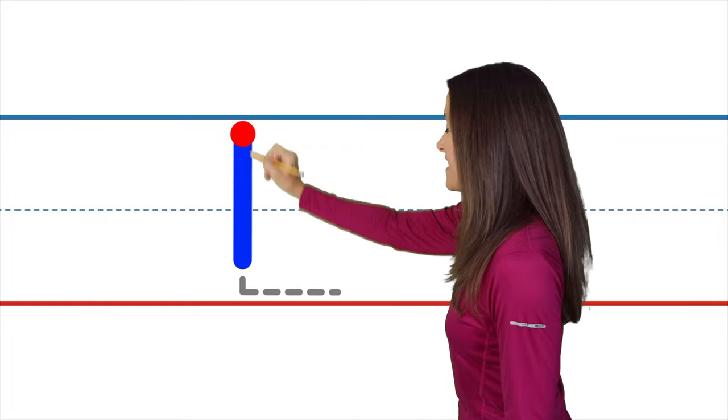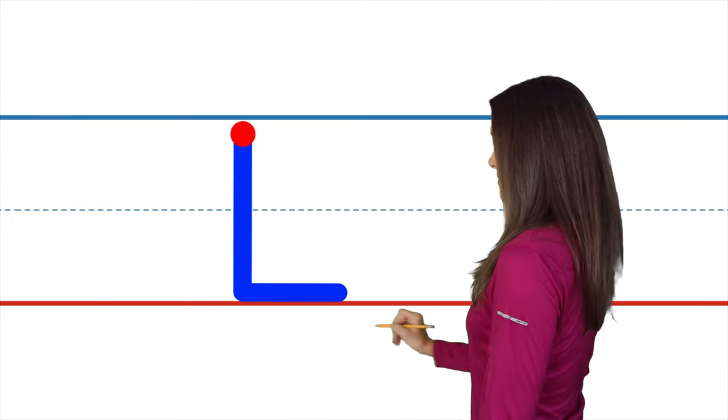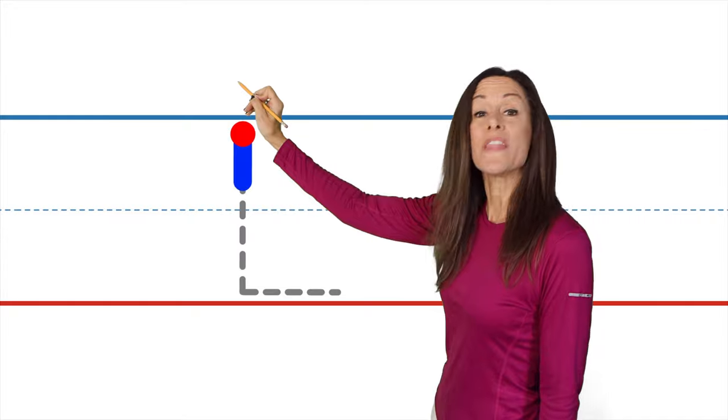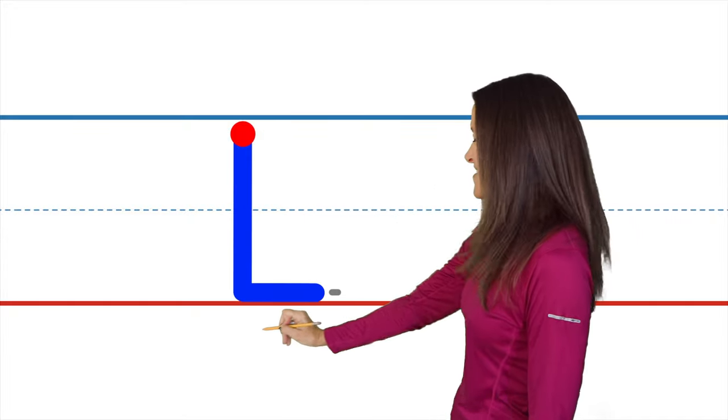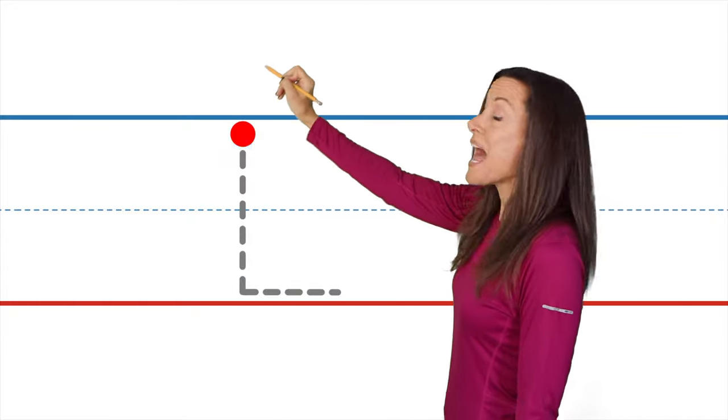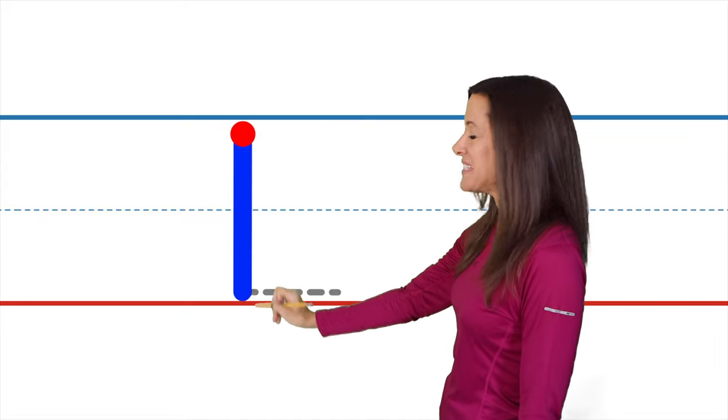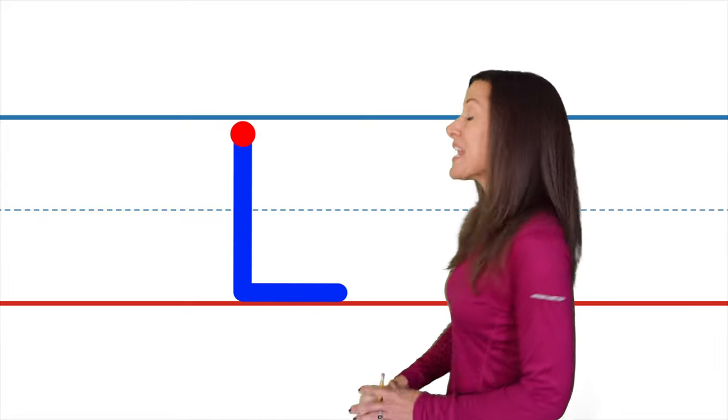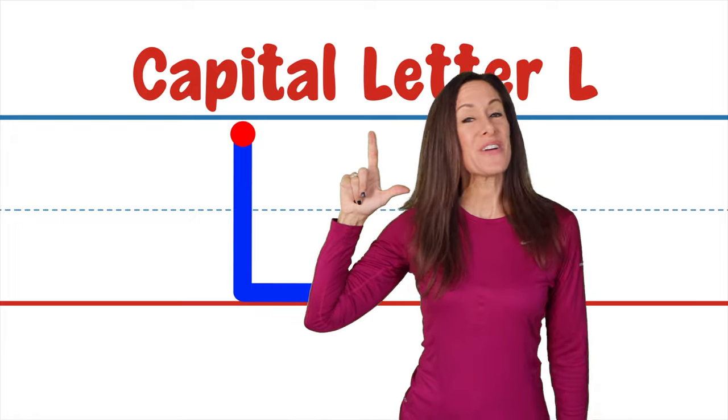L with a tall line down, then across right. Capital letter L.